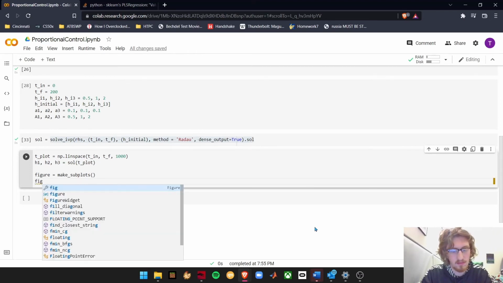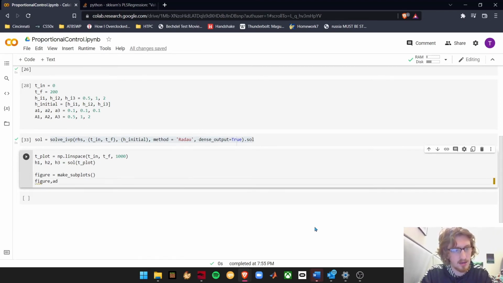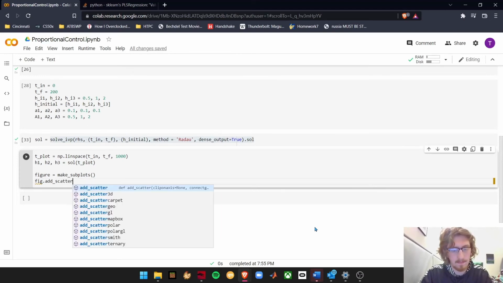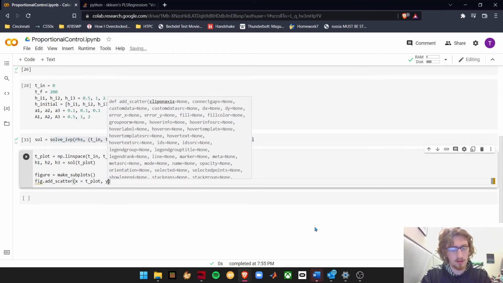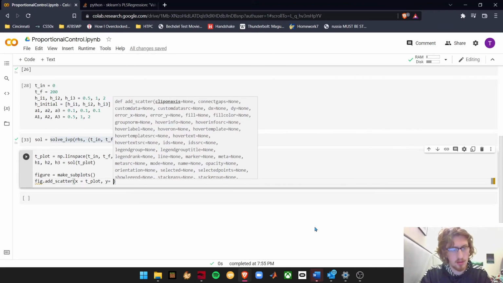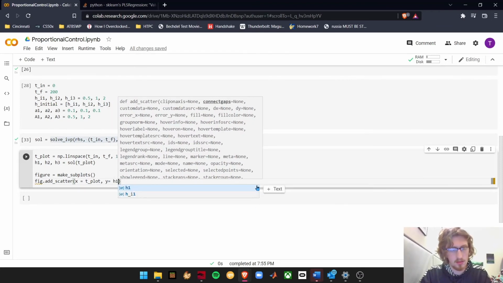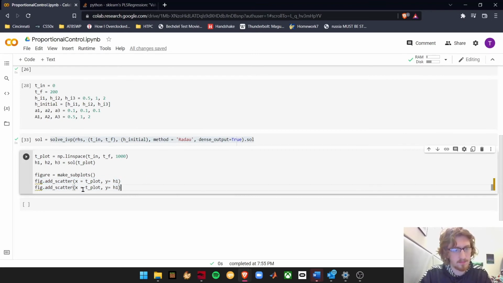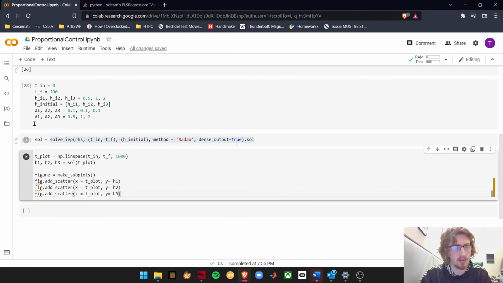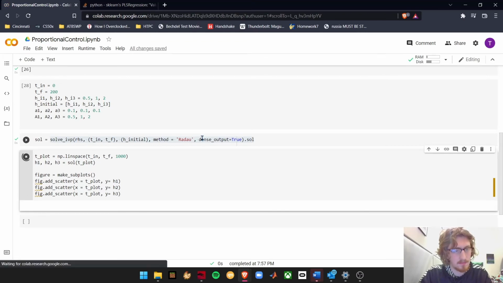So we'll say fig.add scatter. And then we want our x to be our t-plot, our y to be our h1 array. And then we'll just leave it there for now, and then we'll come back and fancy it up a bit. And then same thing here, but we're going to be using our h2 array. And same thing here, but with our h3 array. And let's go ahead and just take a quick look at that.